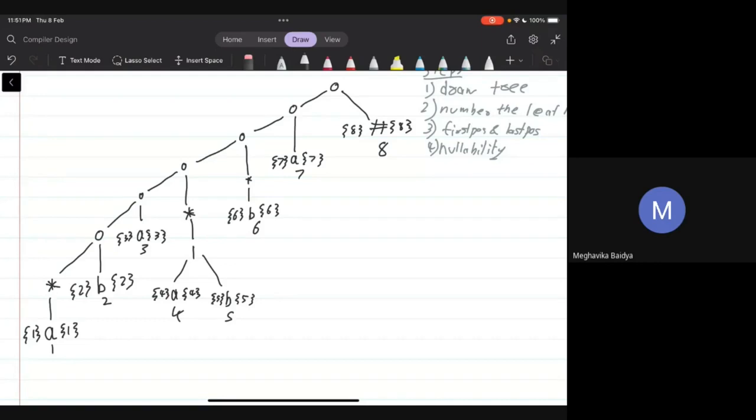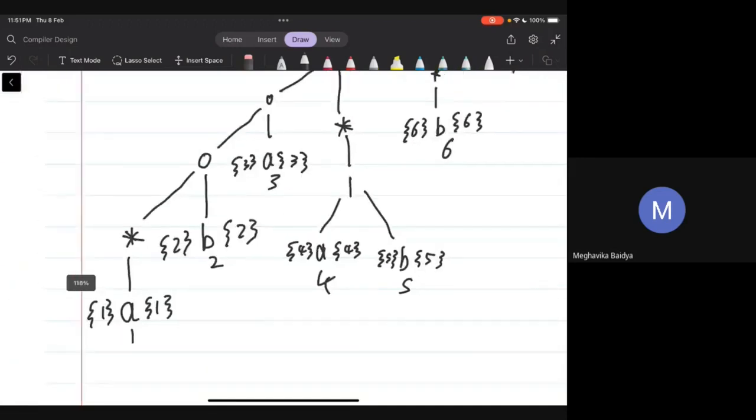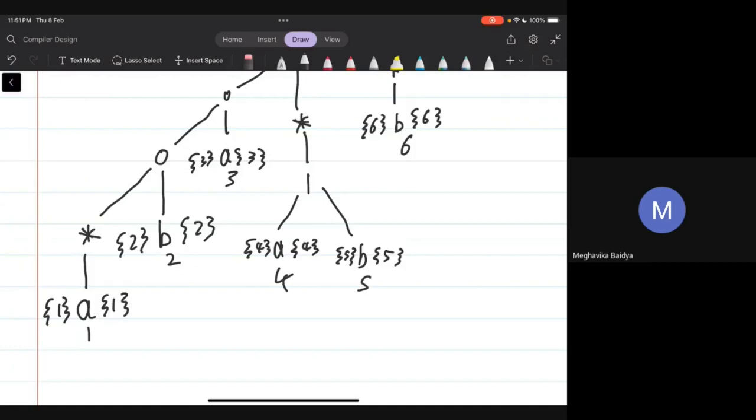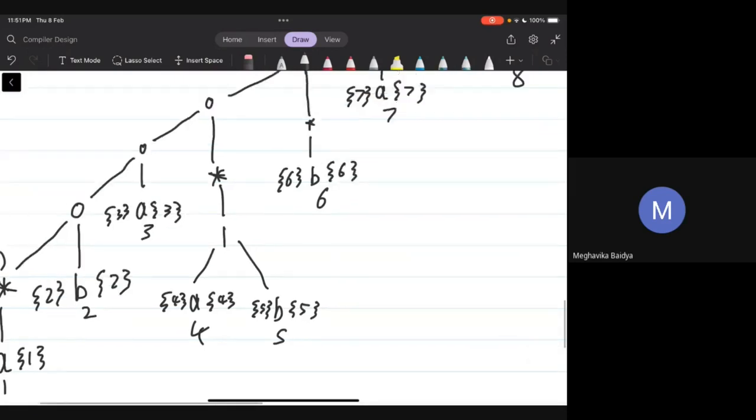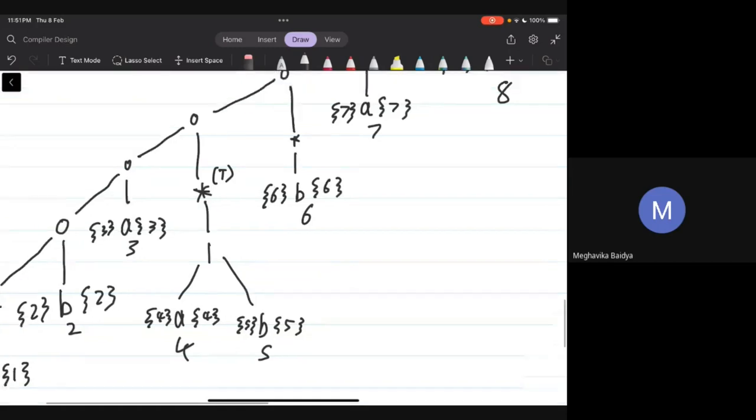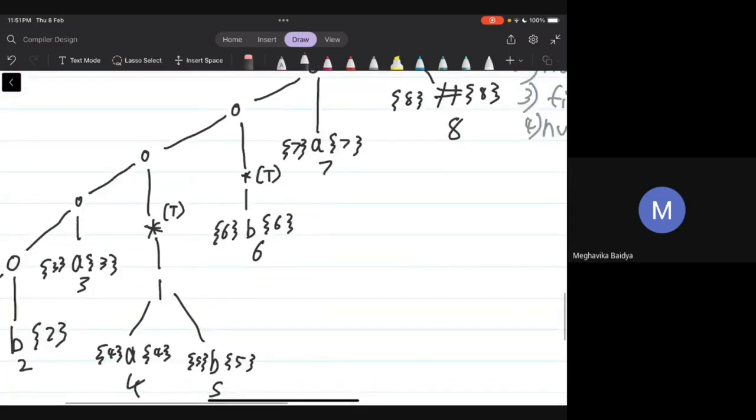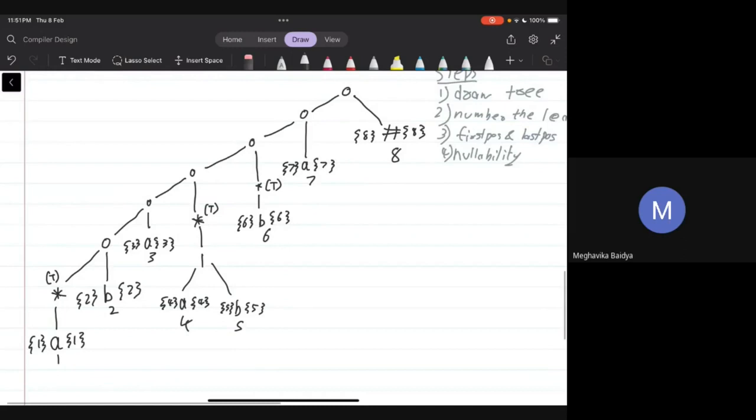So when you do this, you'll understand. For example, for the node A, the nullability is false. Since mostly all the nullability is false, you don't write false. But where there is a true, you write true. For example, for star, the nullability is true, so you write this T. Same thing for this star, and same thing for this star. That's all the nullability.